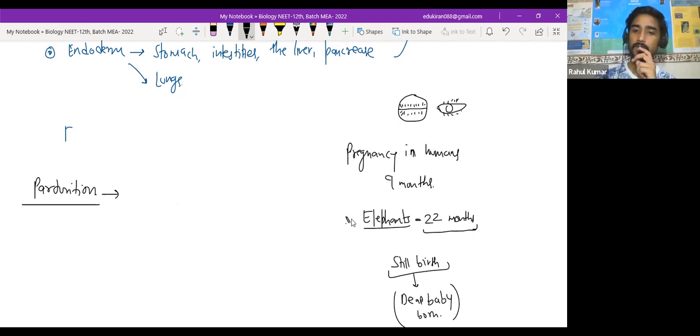So it has the longest. Write down parturition. Pregnancy is also known as gestation period. Okay. So if I say the pregnancy for humans is 9 months or the gestation period for humans is 9 months, it means the same thing. Exactly the same. Okay.